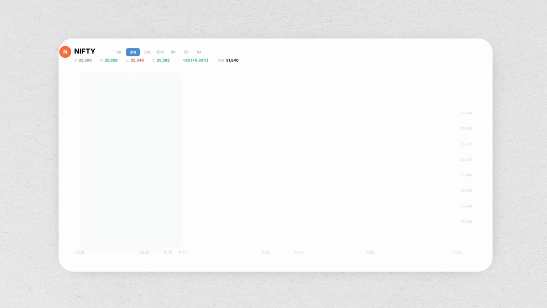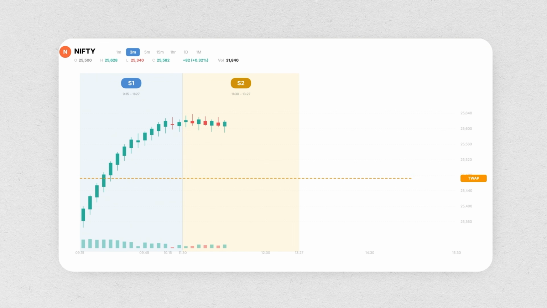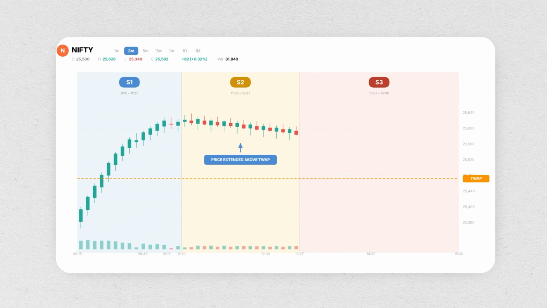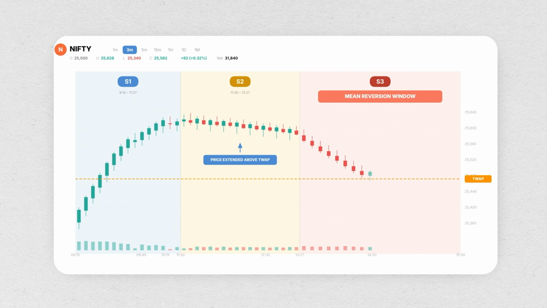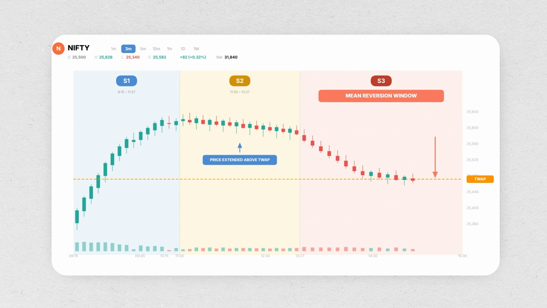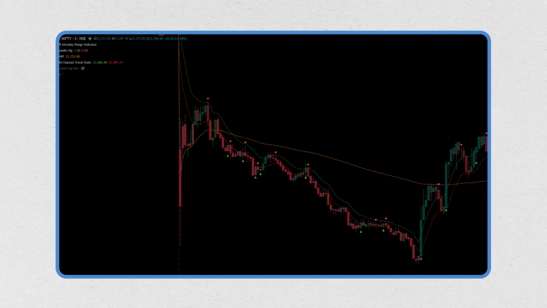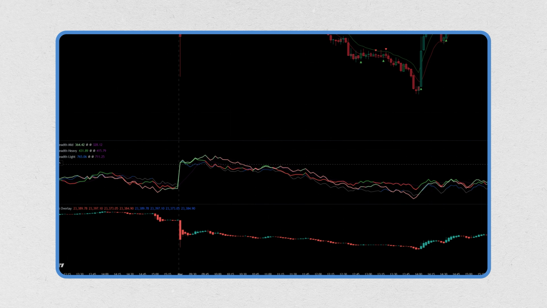The third setup is almost the opposite. If S1 and S2 have already seen a strong trend and price has moved significantly above or below TWAP and stayed extended, then S3 can become a window for mean reversion. In other words, instead of looking for continuation, you begin looking for a move from the day's high or low back to TWAP. If you look at the chart of 3rd of March, it is one such day where you can see both the second and the third setups I referred to.